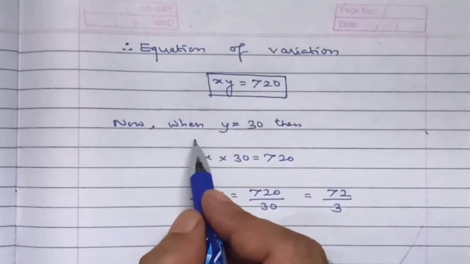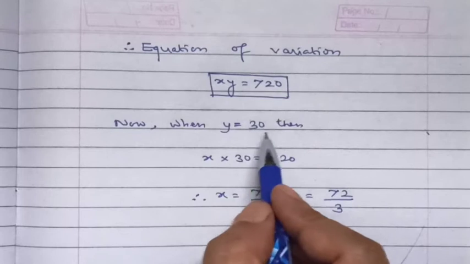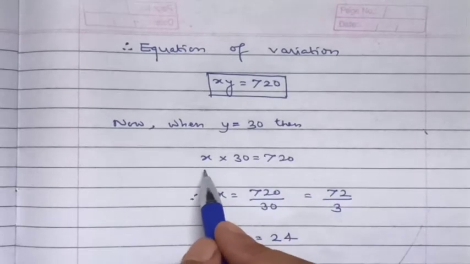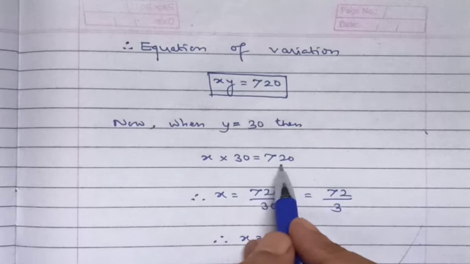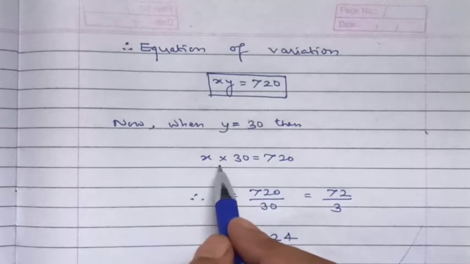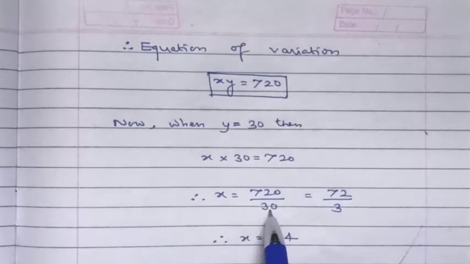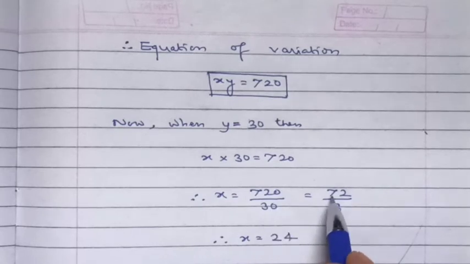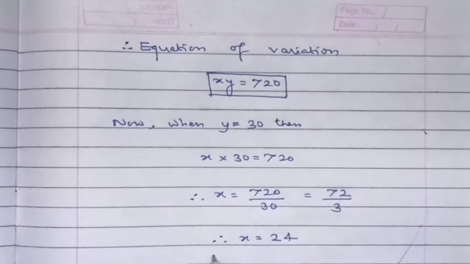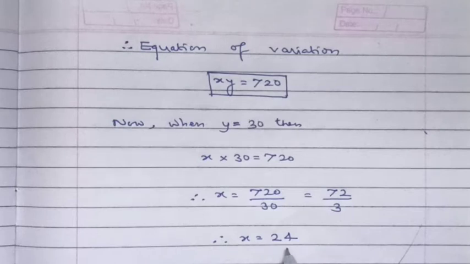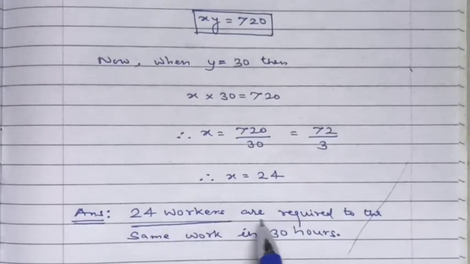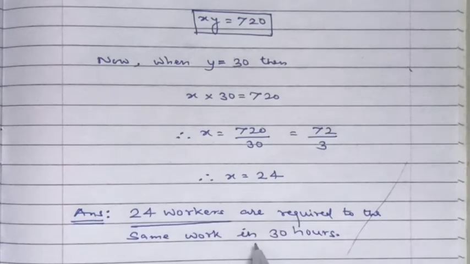Using this equation, you can find out your answer. Now, the time is given 30 hours. That means Y is given 30. So write when Y is equal to 30, then put the value of Y. So X into 30 is equal to 720. To get X, divide 720 by 30. Therefore, X is equal to 720 divided by 30. 0, 0 cancels and you'll get 72 upon 3. Therefore, X is equal to 24. Now what is X? X is number of workers. So your answer will be 24 workers are required to do the same work in 30 hours.